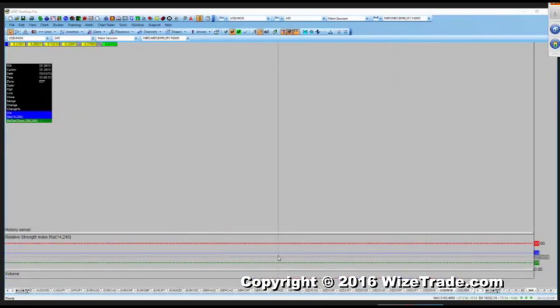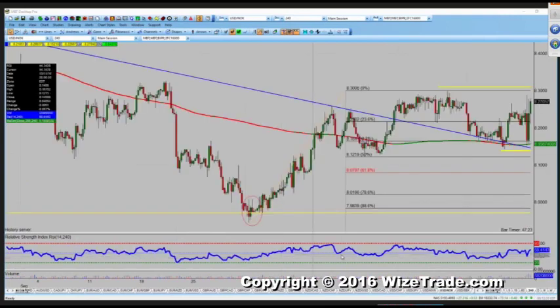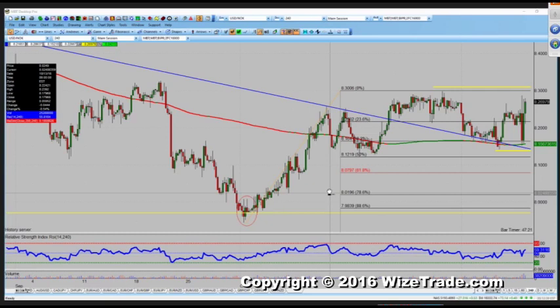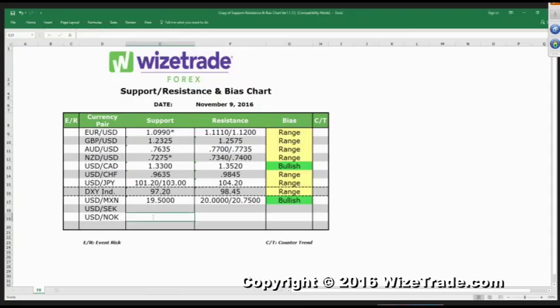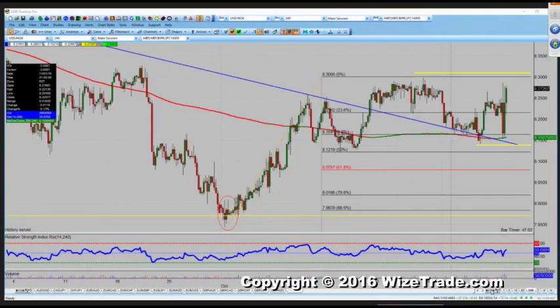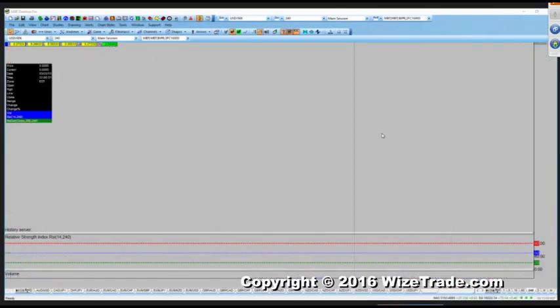Here's the US dollar Norwegian krona. So it's amazing. This thing stayed confined, 8.13 to 8.30. That's easy, right? That's good. So, range.